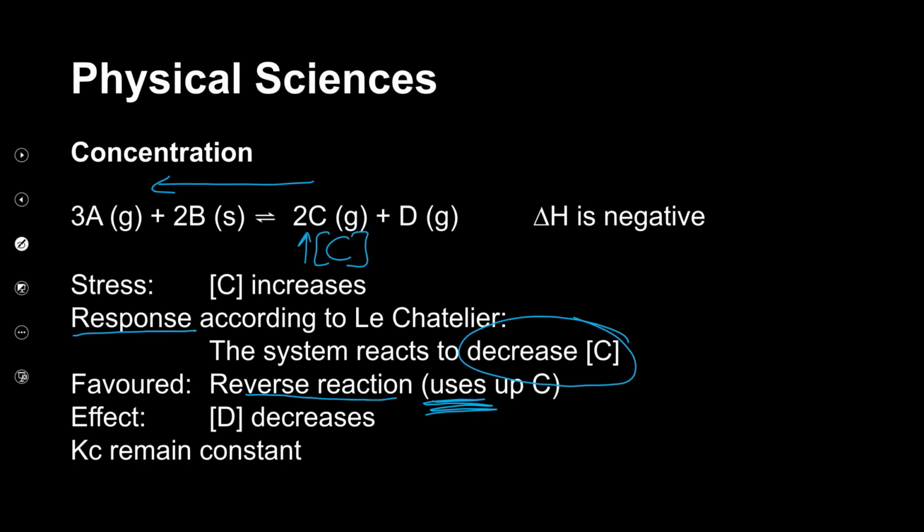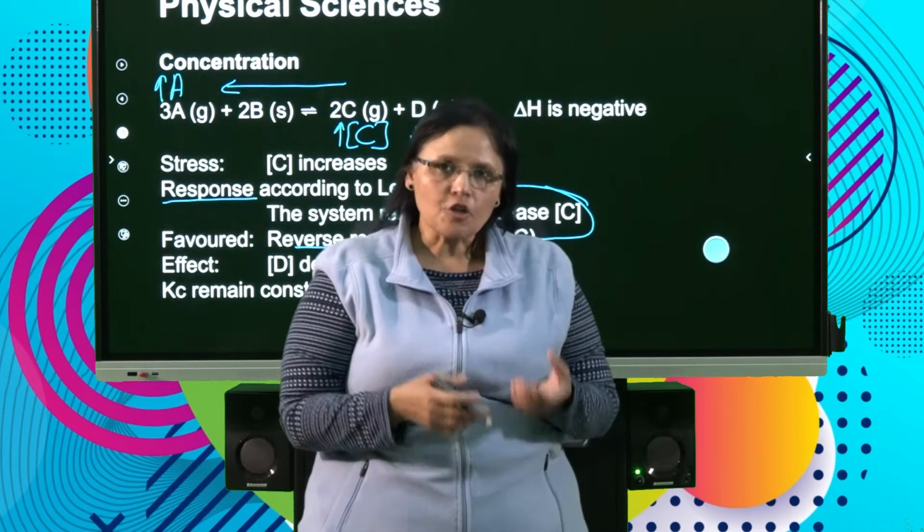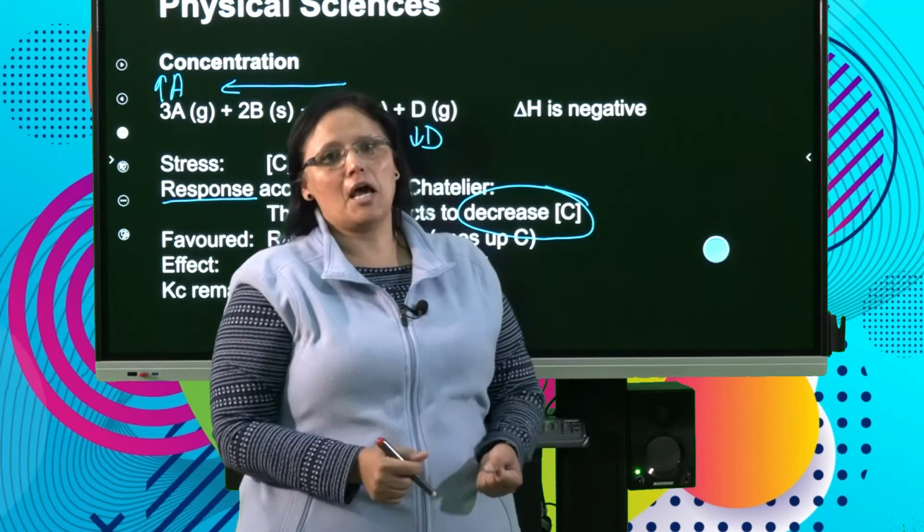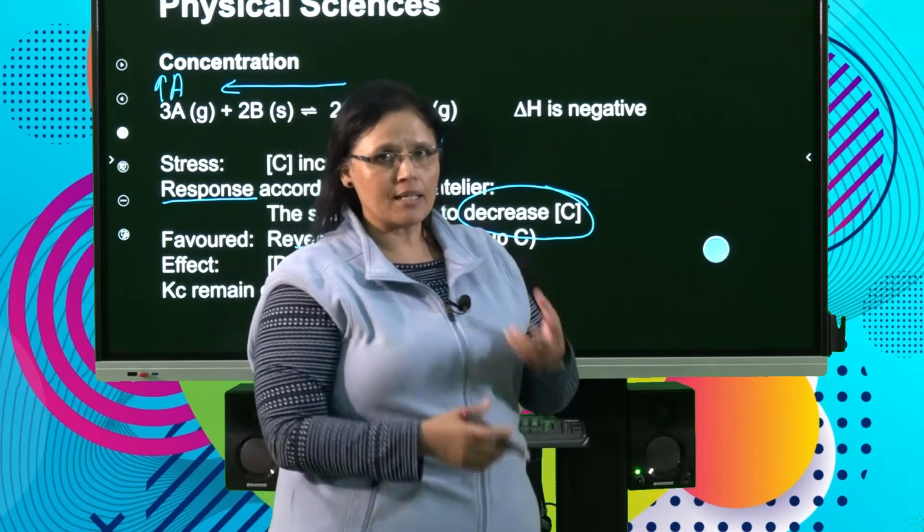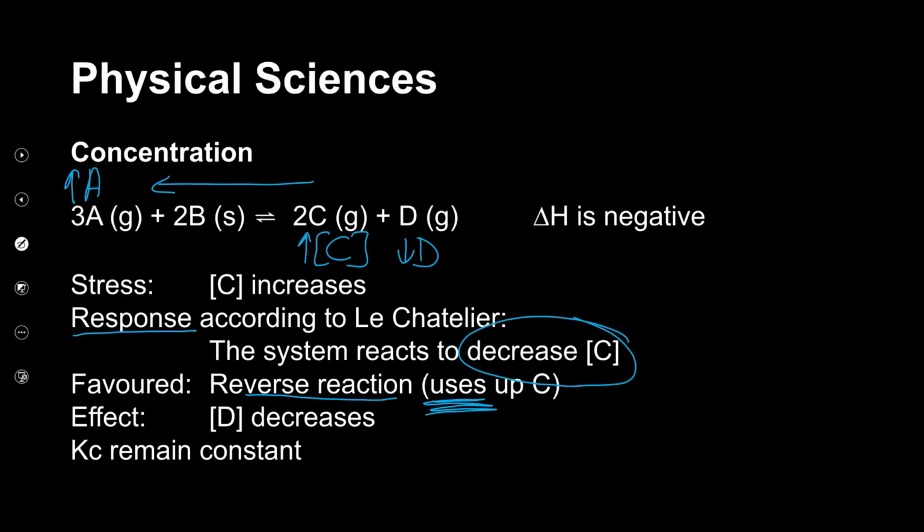And when the reverse reaction is favored, it means after equilibrium we will have more of A and less of D. Why do we have less of D? Because when we had to use up C, we needed to use D to make A and B. So please keep that in mind.